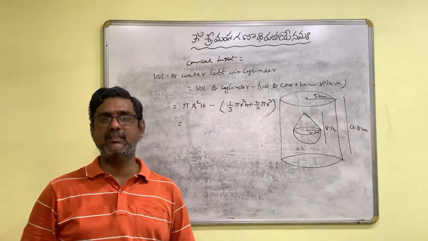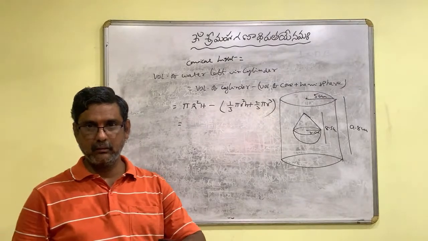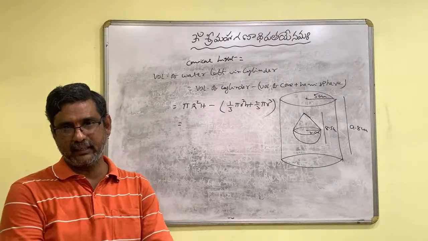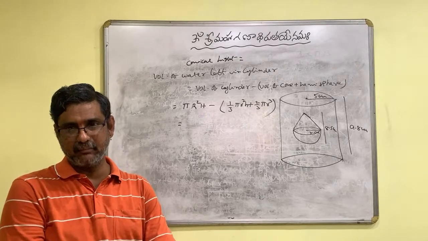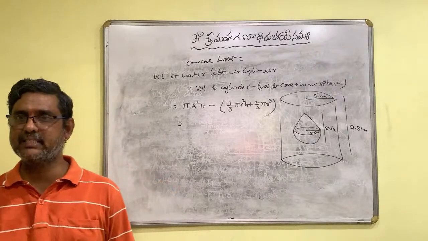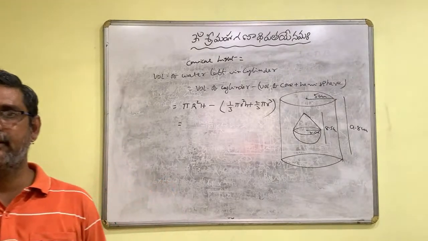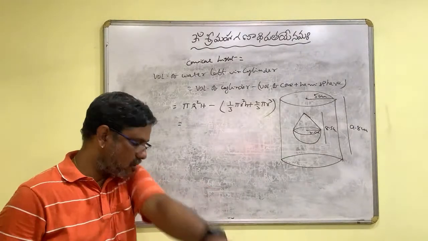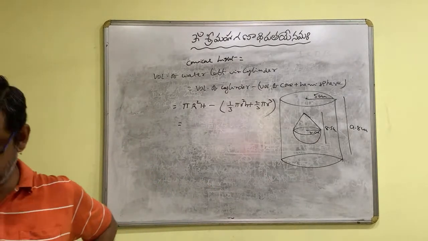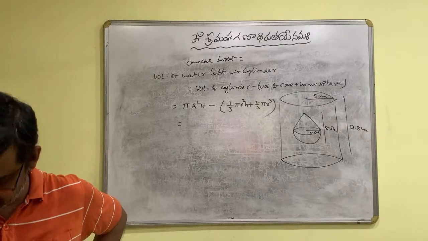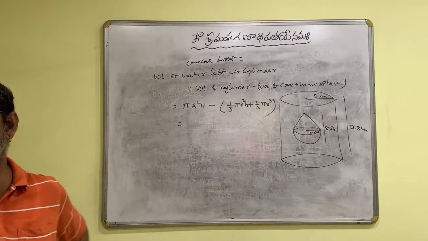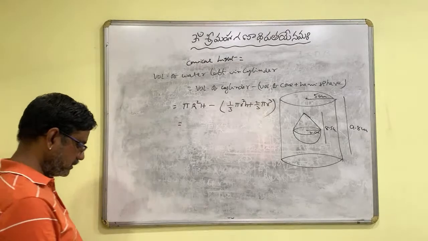Conical height. Can anyone say? 3 centimeters, sir. Conical height, right? Total height of the object is 8.5 centimeters. Radius 3.5. What is conical height? Five centimeters. Correct. It is 5.